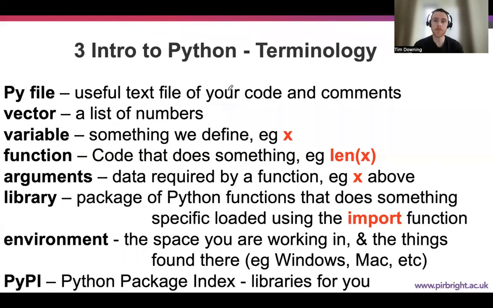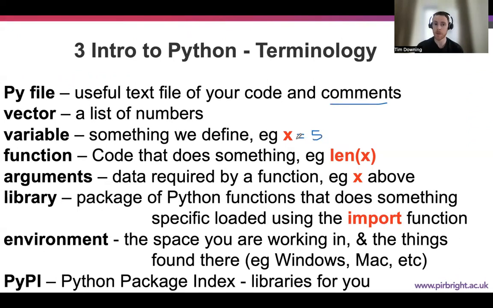So let's go over some terminology that's important here. Firstly, we have our py file, .py, our Python file. That's essentially just a simple text file of your code and, importantly, your comments. A vector is a list of numbers, or sometimes a list of strings. A variable is something that we define. So we can define a variable x as being assigned the value 5 if we want. Or indeed, we could assign x as a list of numbers.